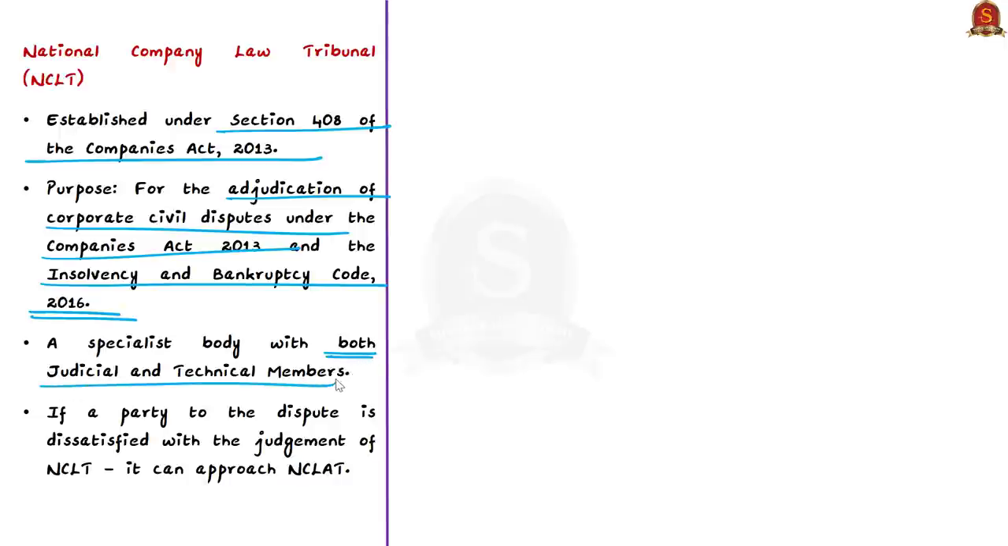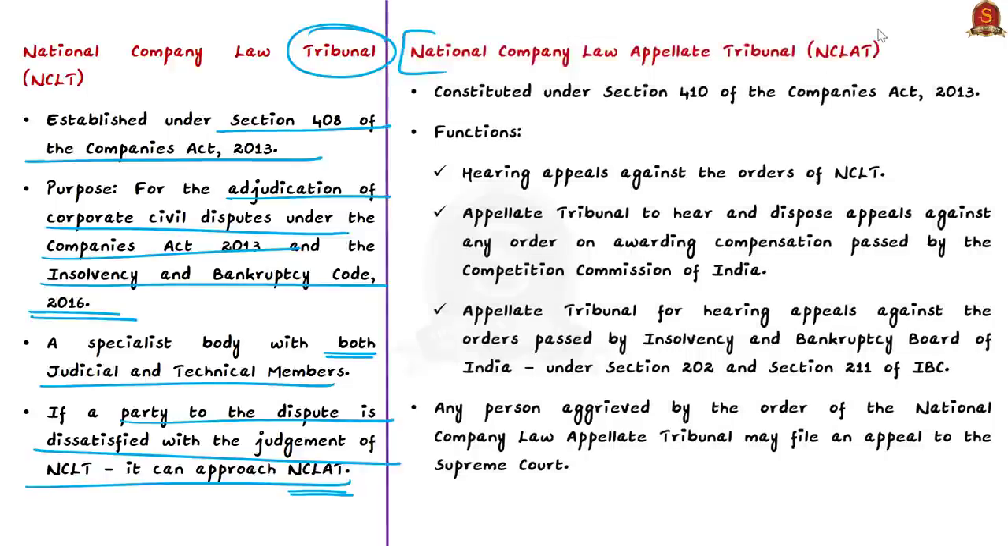Say a company has not paid dues to its creditors. So, the party involved can take this issue of non-payment of dues to NCLT. Following this, the NCLT will give its judgment. Suppose a party to the dispute is not satisfied with the judgment given by the National Company Law Tribunal. Then the party can approach the appellate tribunal, which is called the National Company Law Appellate Tribunal.